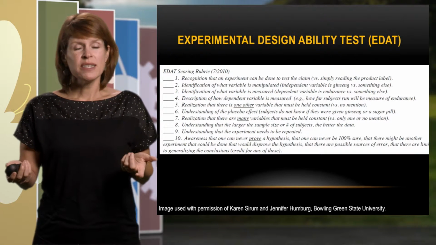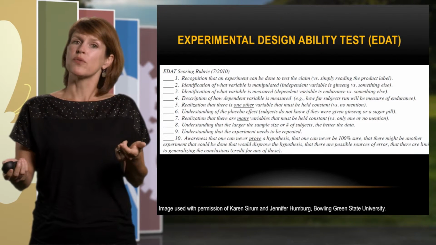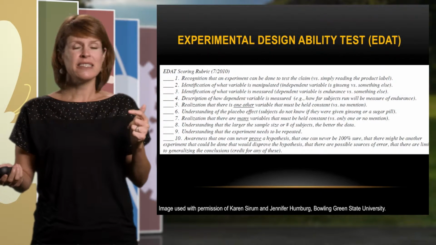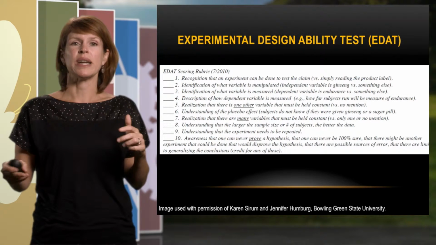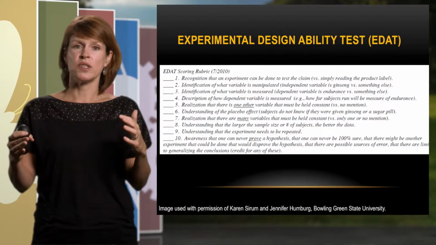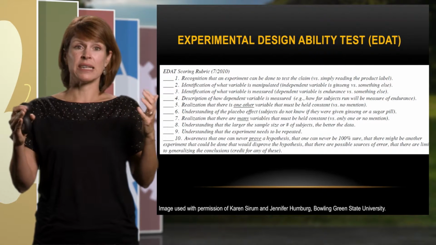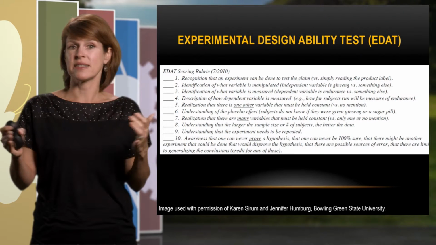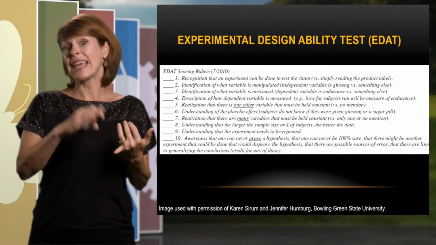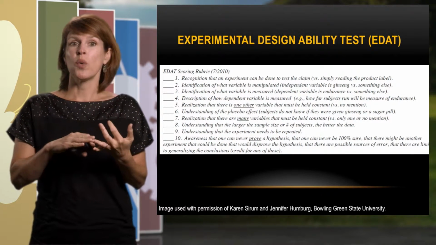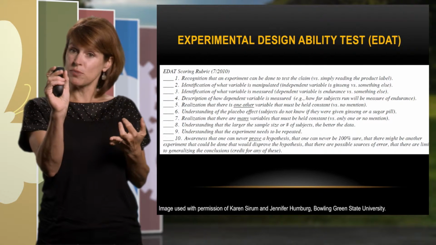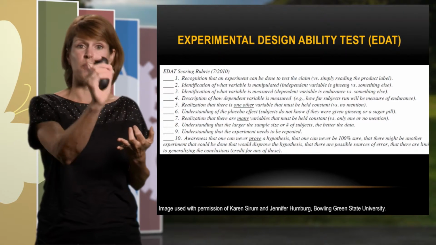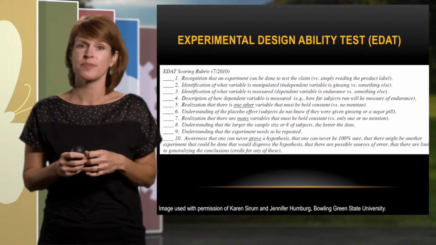The students' responses are evaluated using a 10-point rubric that's shown here. Each one of the lines on the rubric corresponds to a single point, and what you as the instructor do is you determine whether the student has completed that particular element, such as the recognition that an experiment can be done to test the claim, or the identification of which part in the investigation has to be held constant and which part can be varied, and so forth.